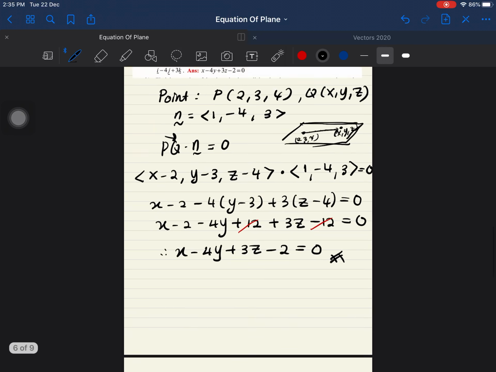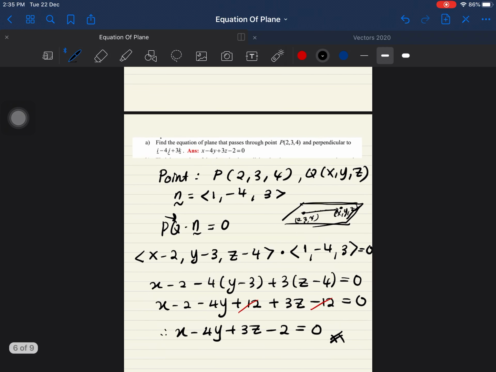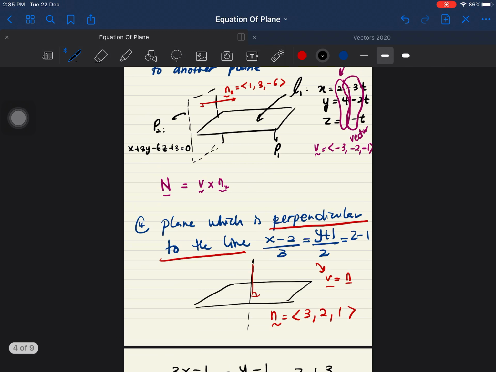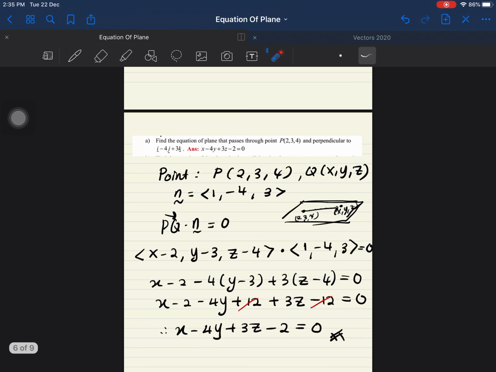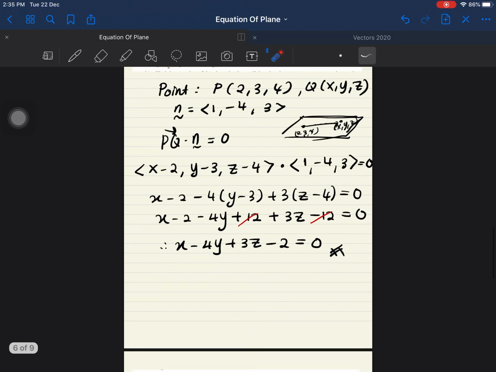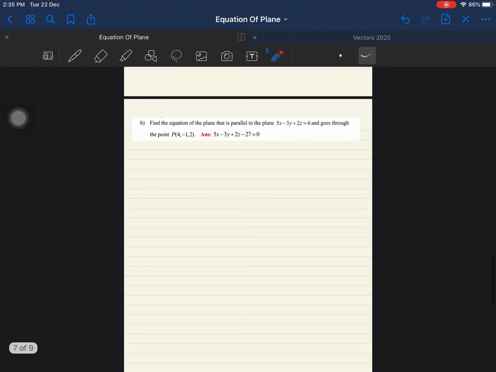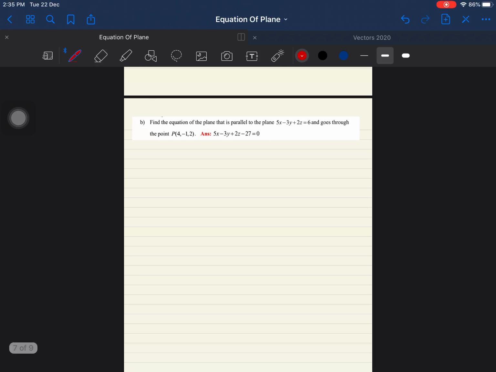Okay, next for the second example here. So kalau you tengok ni, for the first example tadi, dia merujuk kepada case yang keempat. Betul tak? Sebabnya kita kata perpendicular to the line or to the vector. Okay, so that vector akan terus jadi normal vector. Okay. So tengok yang ni pula, find the equation of the plane that is parallel to the plane. So ni adalah case yang kedua kan, parallel plane kan, parallel to this plane.